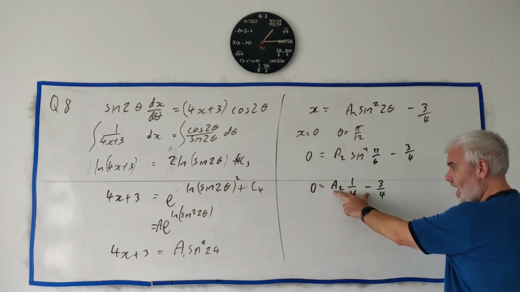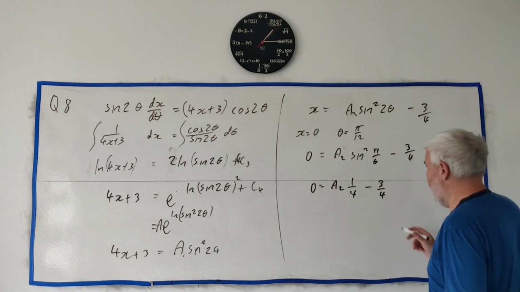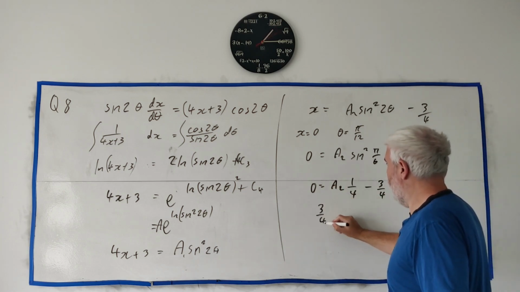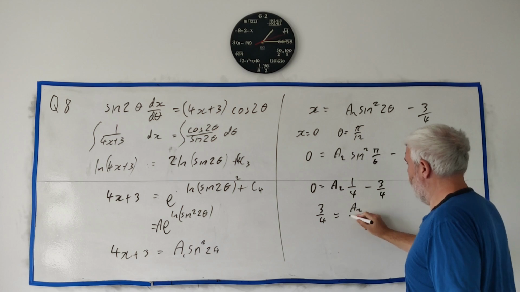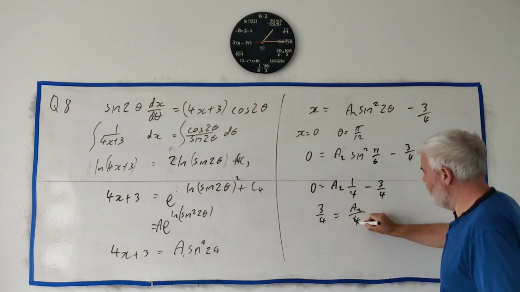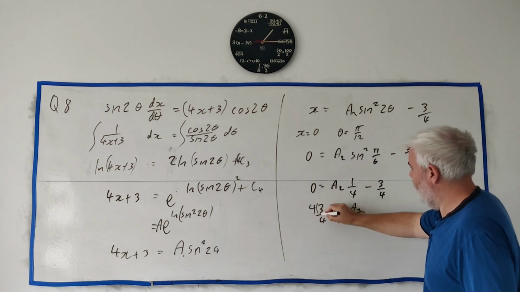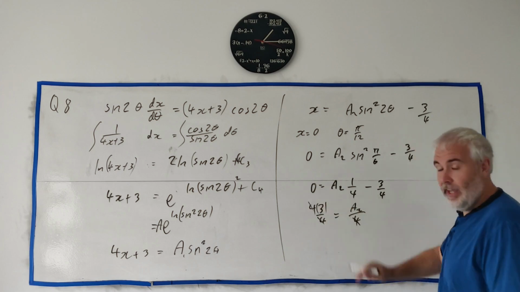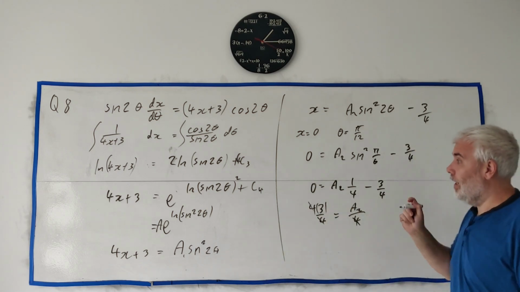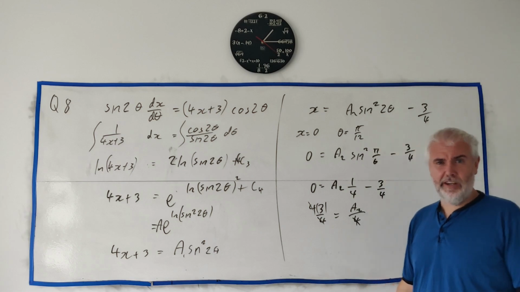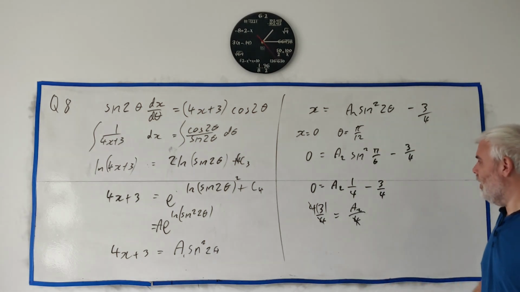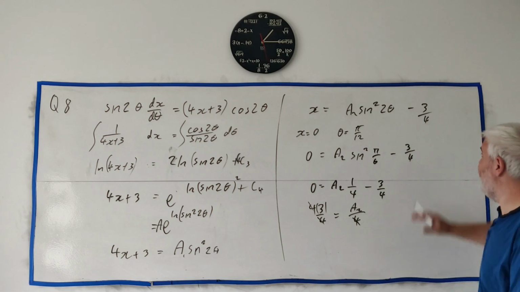We can already see A2 must be 3, but let's do it slowly. 3 over 4 is equal to A2 over 4. Multiply both sides by 4, and the 4s cancel. A2 is equal to 3. I think you would still lose a mark, or maybe half a mark, at this point, even though you've done all the work, they just want you to write this again.